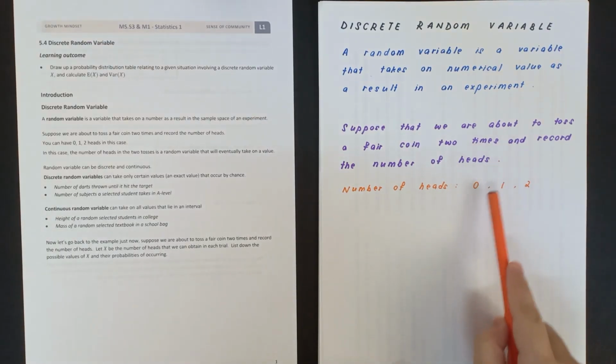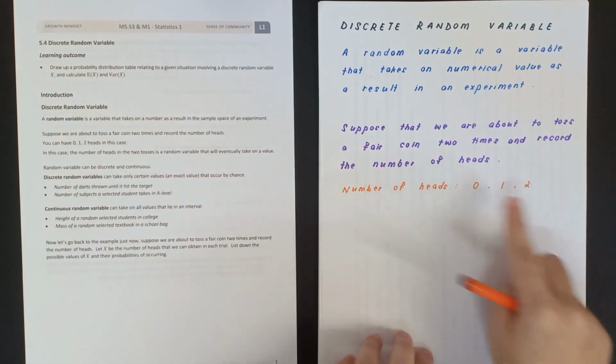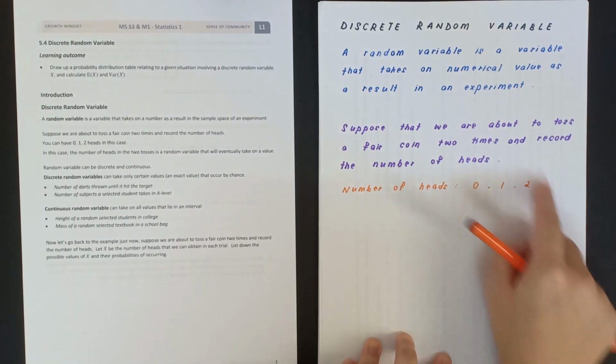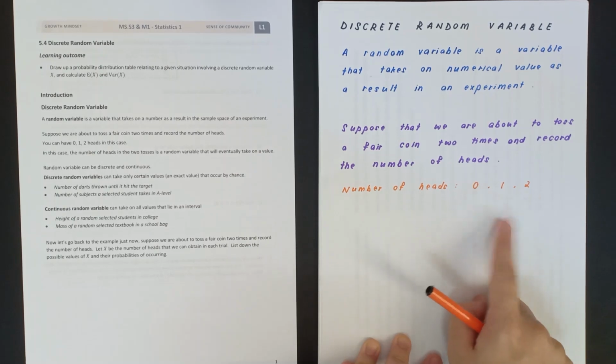So you can see in your experiment, the type of value that you have is 0, 1, 2. So they are numerical values. That's why this is a random variable.